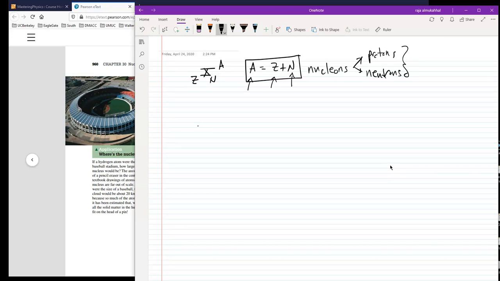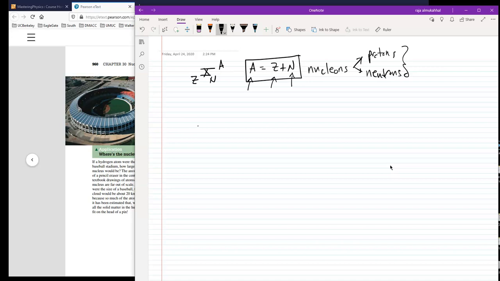Nucleons, okay? And of course, why do we call it nuclear physics? Well, because there's another branch called atomic physics. Atomic physics is the study of atoms. Nuclear physics, the study of the nucleus. Particle physics, the study of subatomic particles. Molecular physics, the study of molecules, and so on. So nuclear physics specializes in the study of the nucleus of the atom.